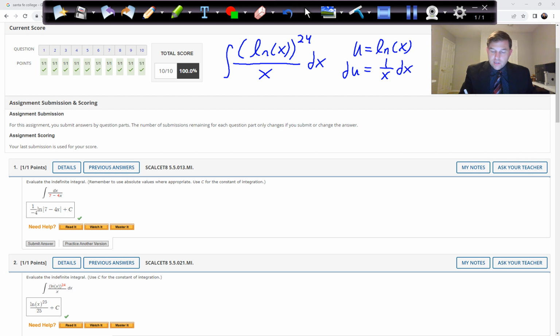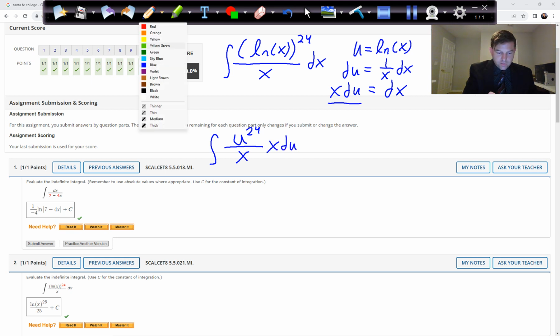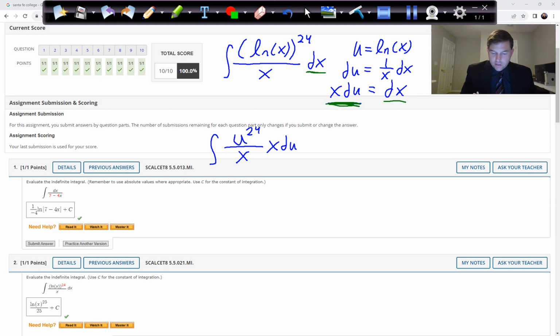Now we do have to write a dx here. Then we're going to solve for dx by multiplying both sides by x. So we'll get dx over here. And now we can substitute everything we know. So this is the integral of not natural log anymore. It's actually now u raised to the 24th power over x, and then times dx, but dx is really x du. So we put x du here. So notice, I'm replacing dx with what it is, x du.